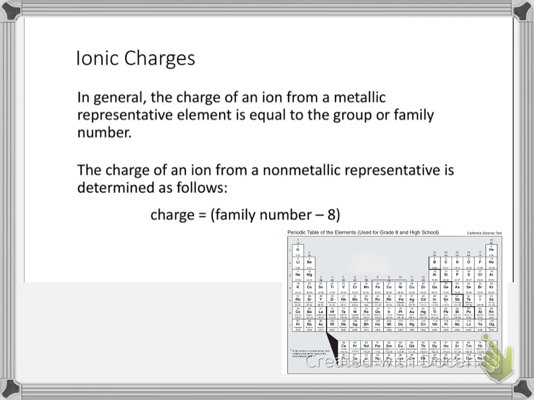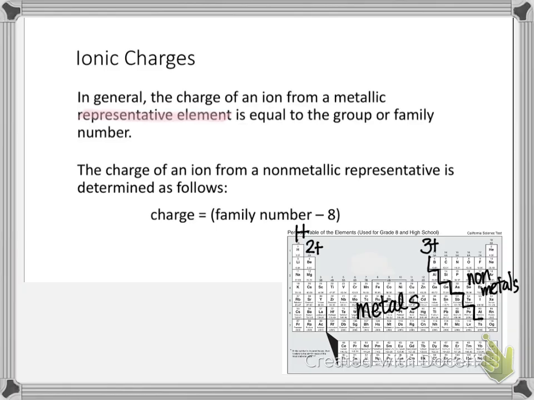So your book tries to generalize it one way, and that's why I included this slide. It just says the charge of an ion from a metallic representative element. Remember, what they're talking about is these are metals and these are nonmetals. So it's saying the metal charge is equal to the group number. And they're talking about representative elements, so they're only talking about the tall ones. So that would be a 1 plus, 2 plus, 3 plus.